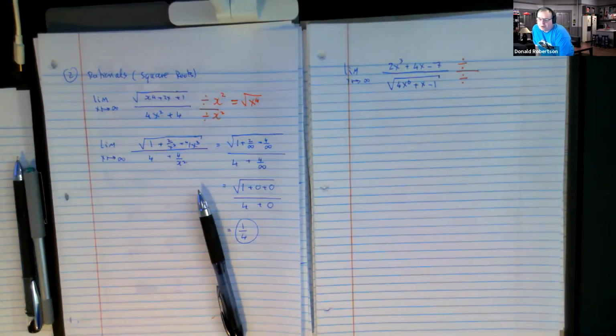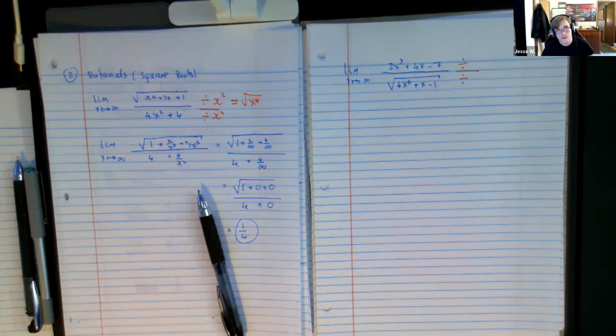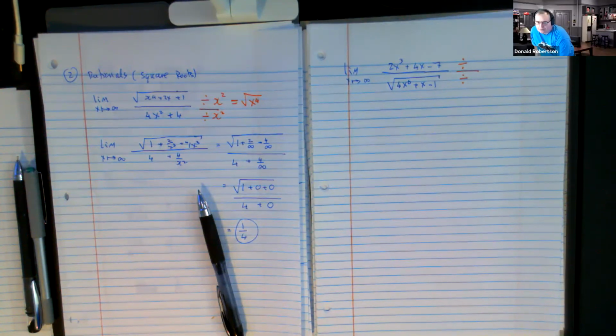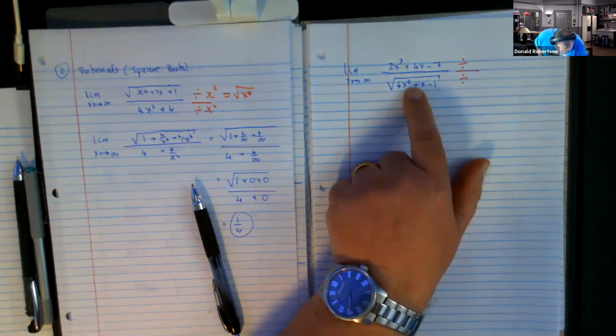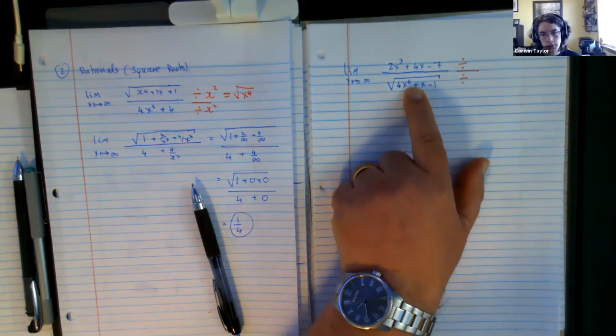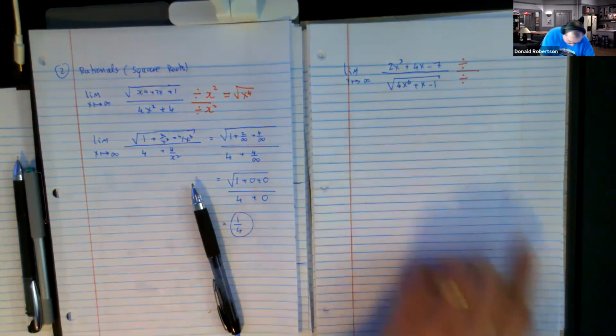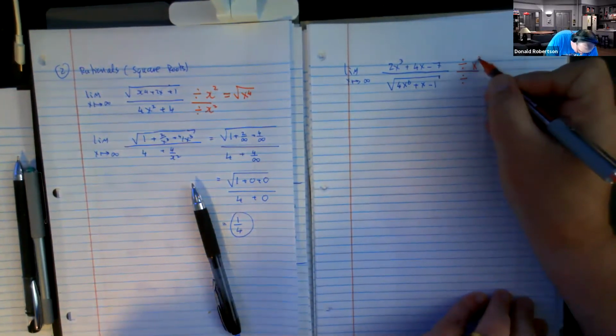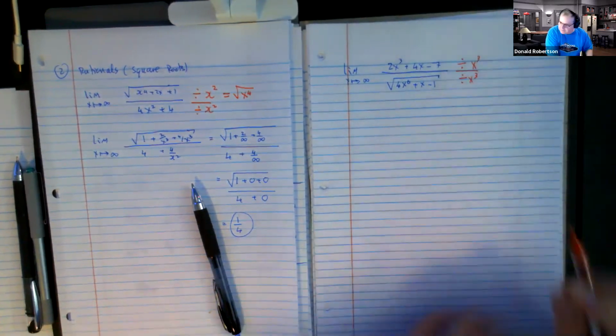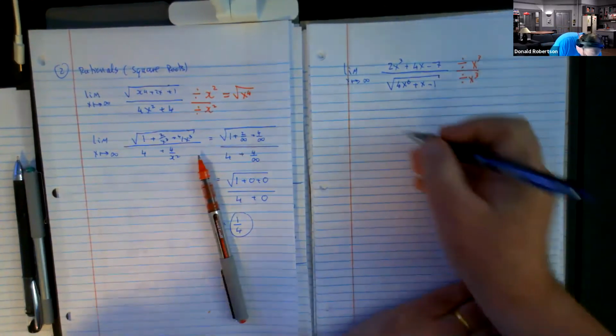Okay, what's the biggest power of x in that expression? Is it the fourth power? I'm not sure where the fourth power is. That's a 6. It's not that. It's cubed, right? X cubed and the square root of x cubed. So x cubed it is. Agreed?